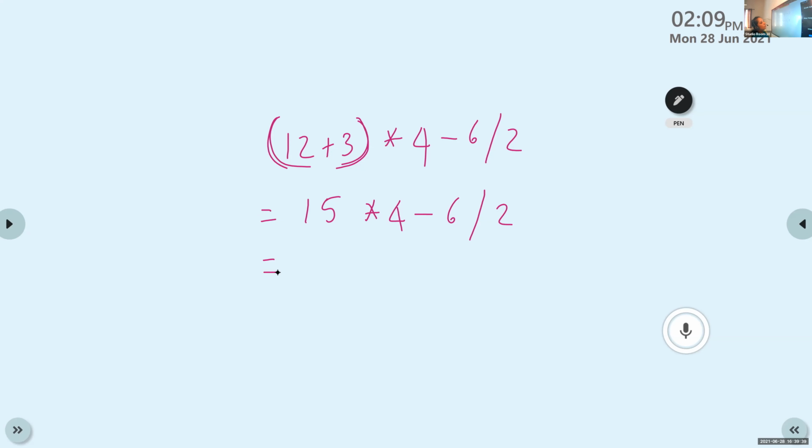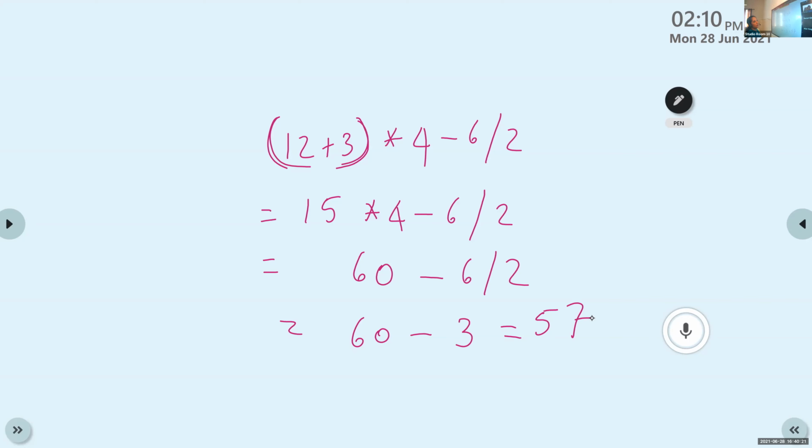Alan Shibu, what is the result after this step? 15 into 4, it is 60. 60 minus 6 by 2. After that, 6 by 2 is calculated, it is 3. So the result is 60 minus 3, it is 57.